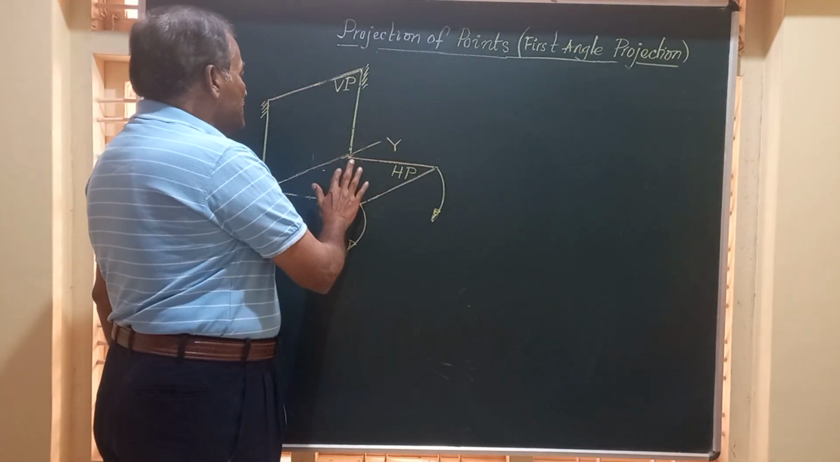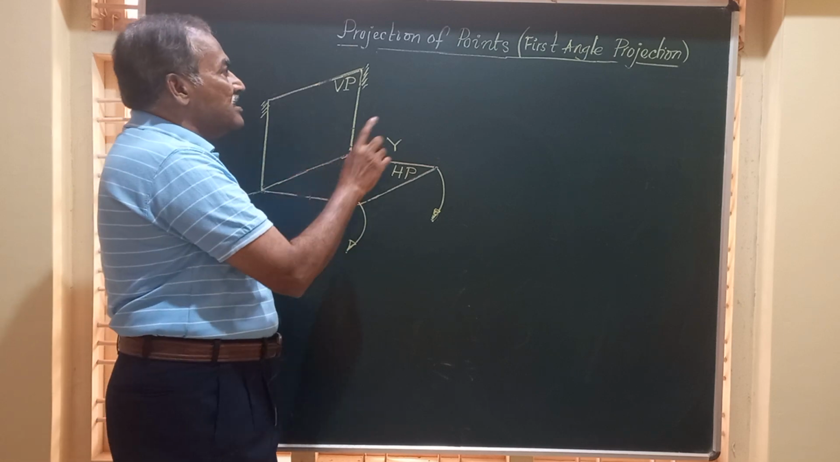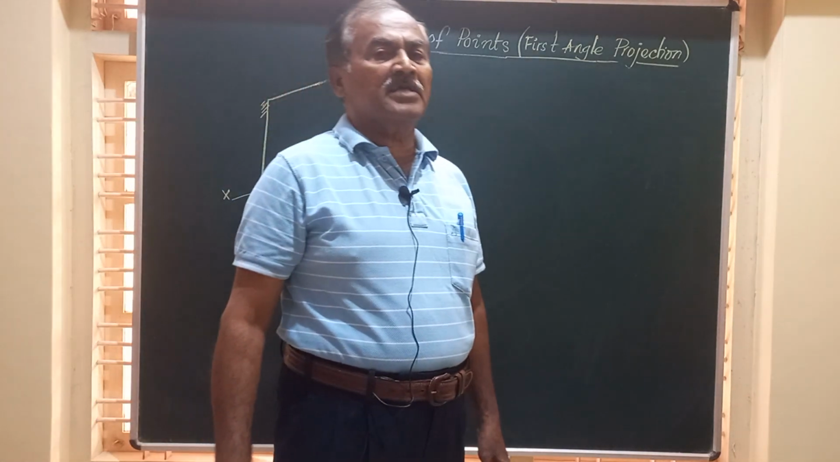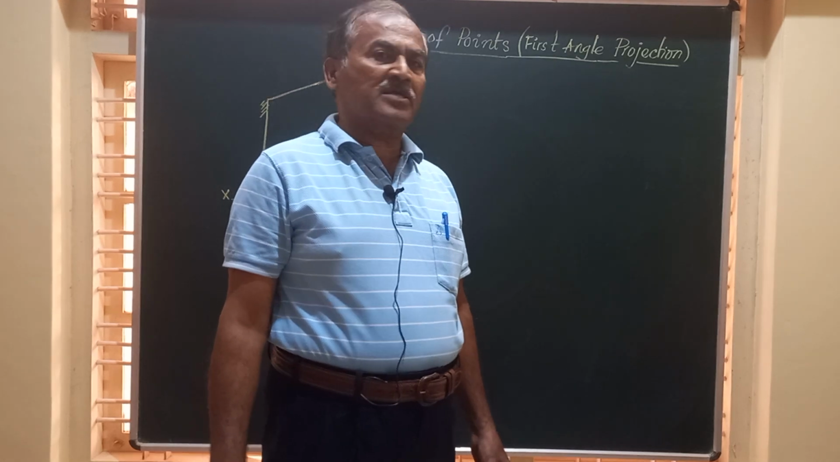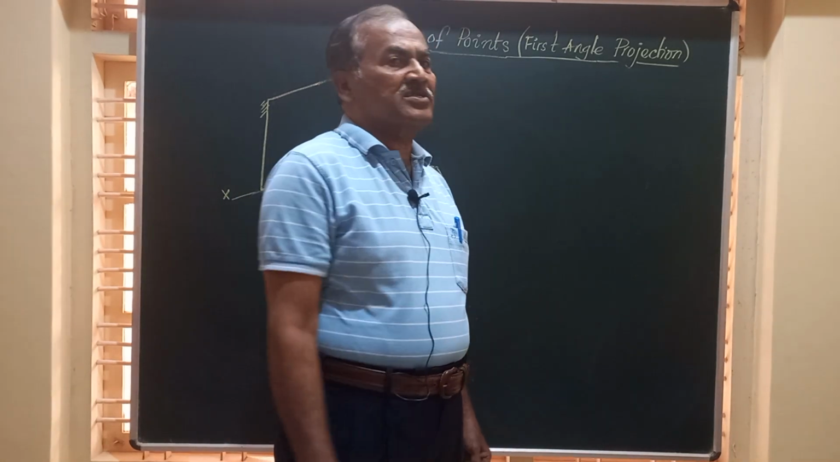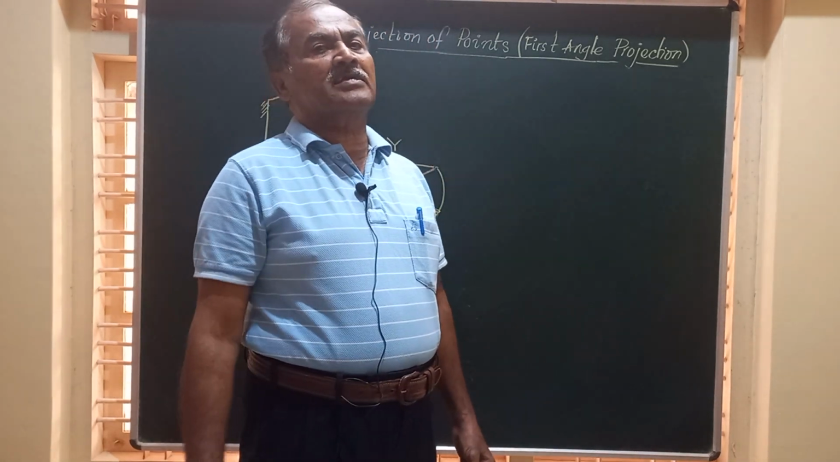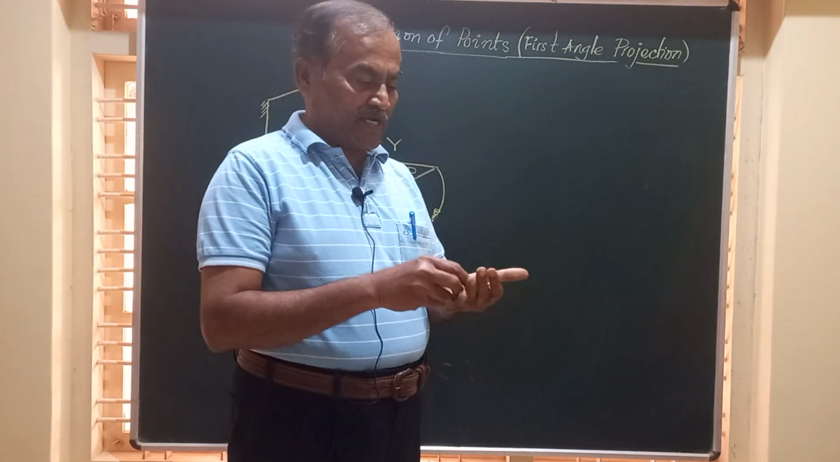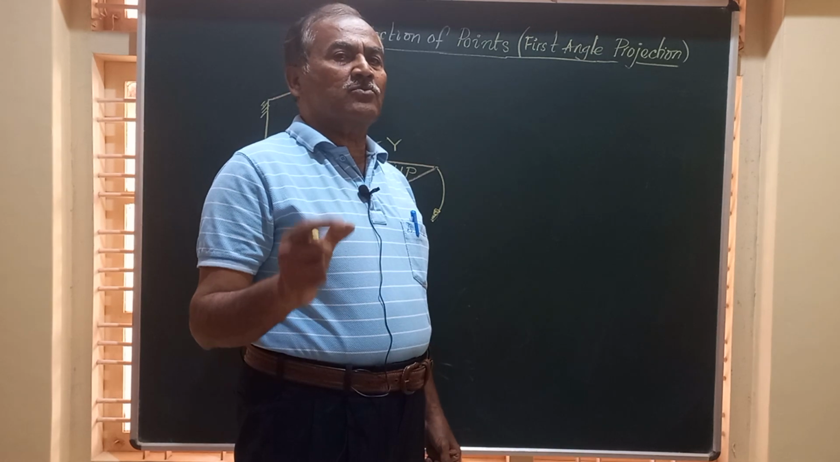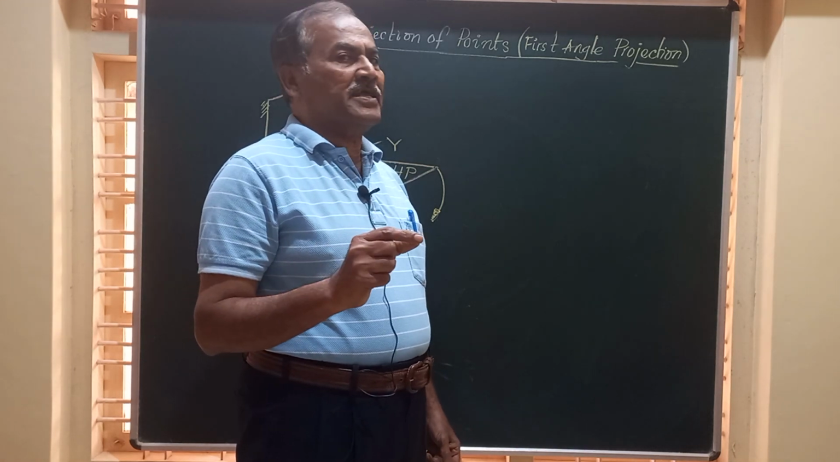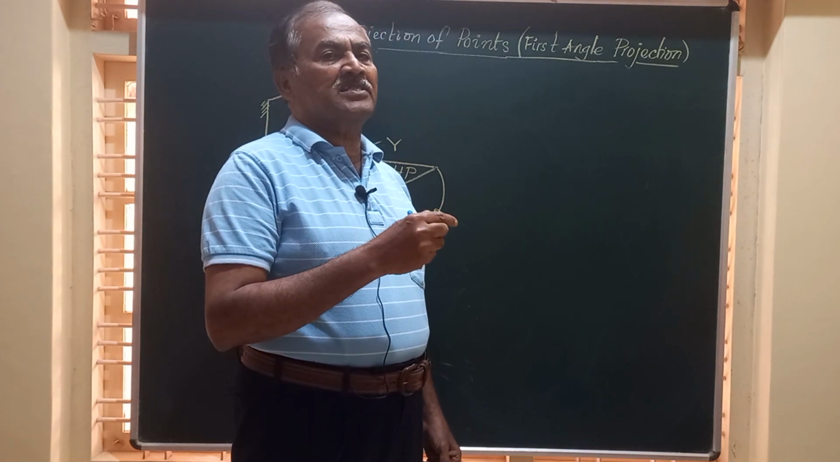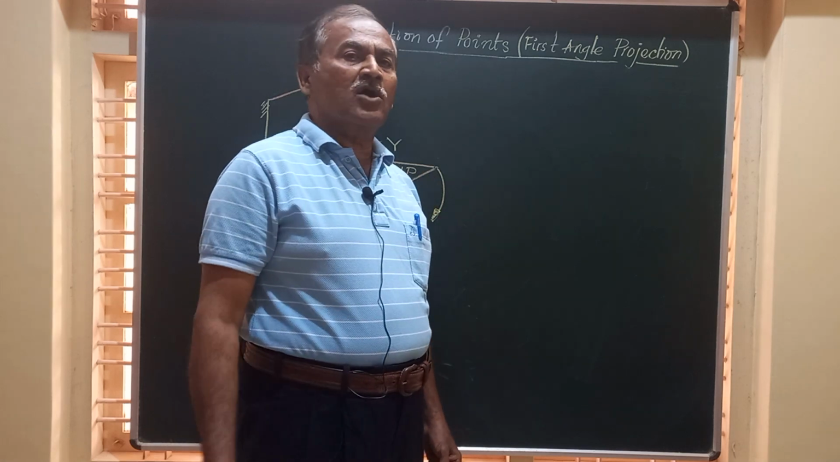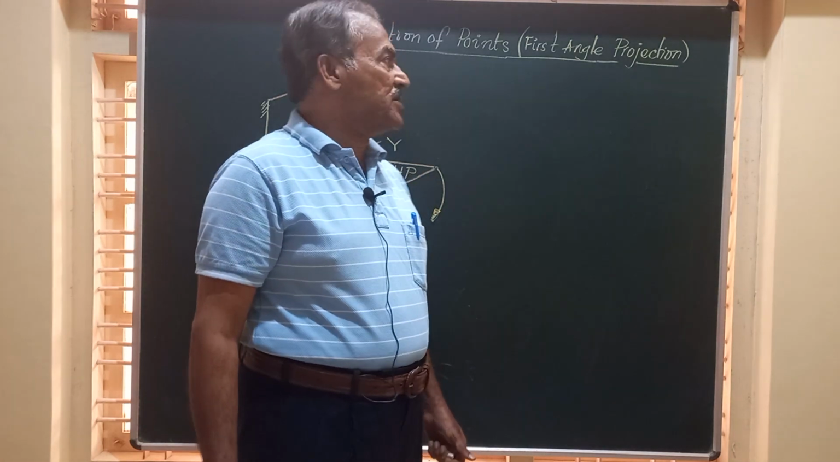Now friends, this is a very important chapter in engineering drawing or engineering graphics. And here friends, there are four important cases when the point is lying in the first quadrant. So let me take one by one and explain how the point is seen in the front and top views and how to represent it in 2D.